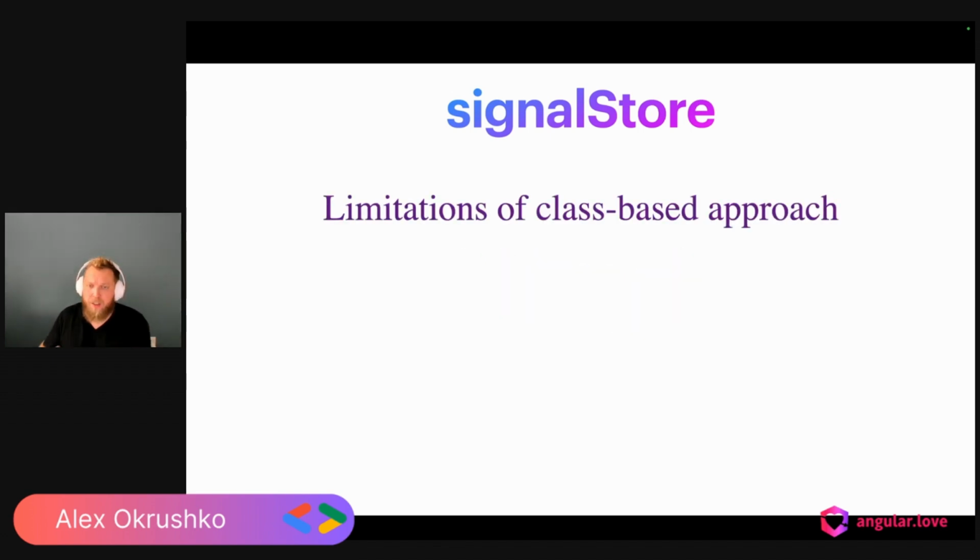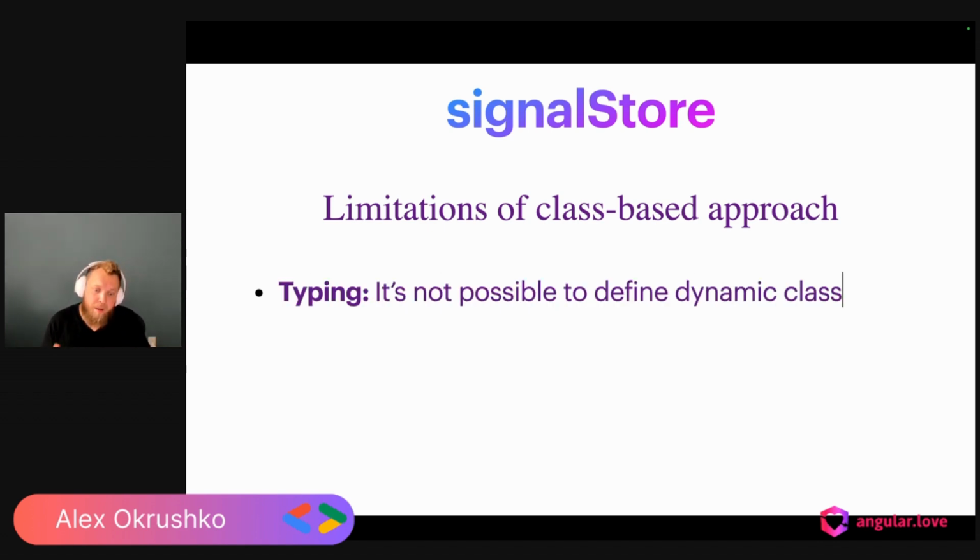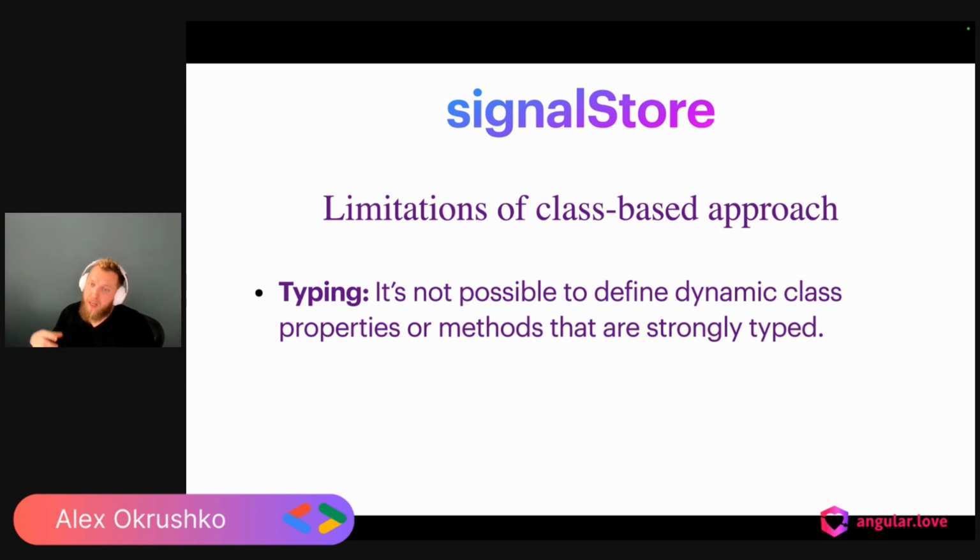So let's first look at some of the limitations of class-based approaches. One of them is typing, right? It's not very possible to create a dynamic class and have properties and methods that are strongly typed. What do I mean by that? Obviously, you can add things to the class dynamically, but it won't be reflected in that instance type, at least not very easily.